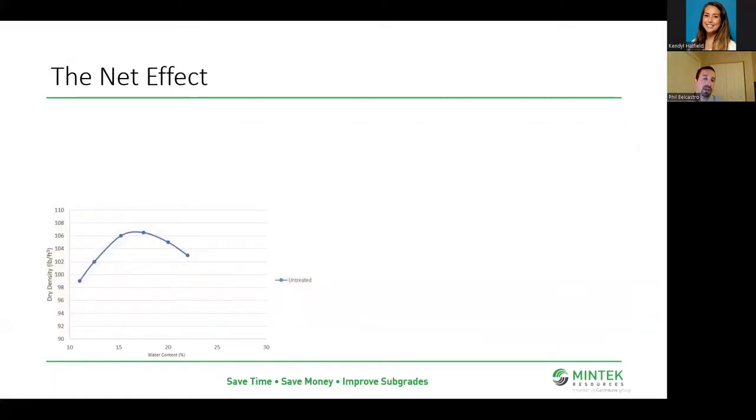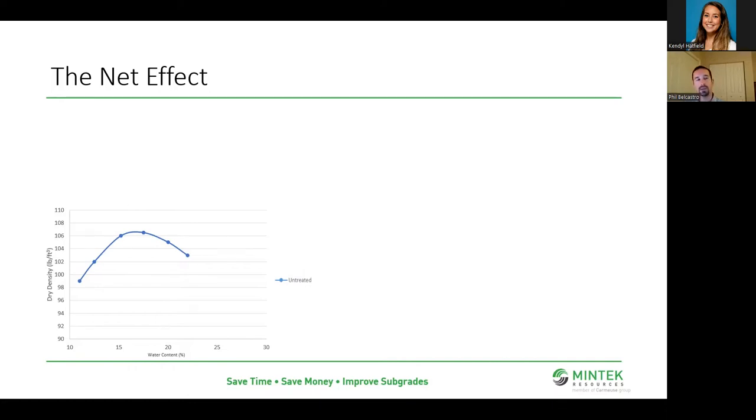So we talk modification and drying. We like to talk about the net effect. And the best way to show that is through a moisture density relationship or a Proctor curve. Each one of those points is an individual sample compacted at different water contents. So that's on our x-axis. Dry density on the y there.